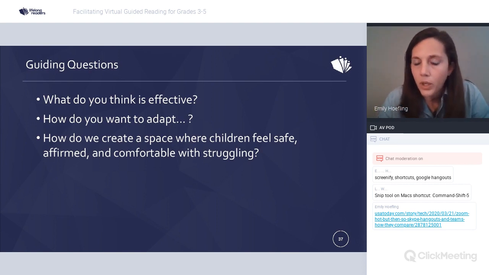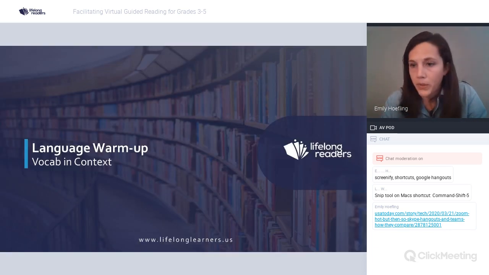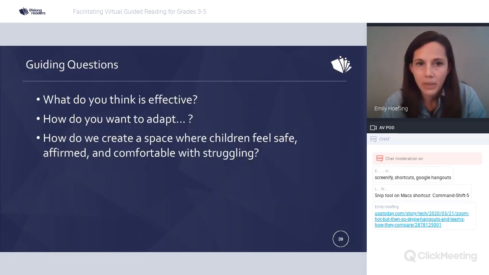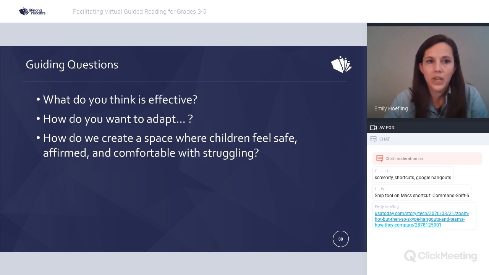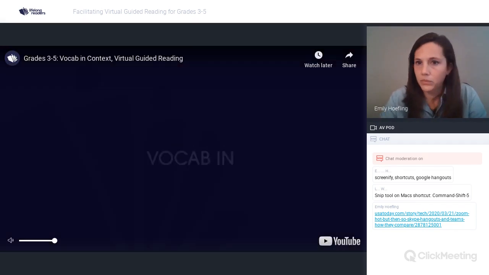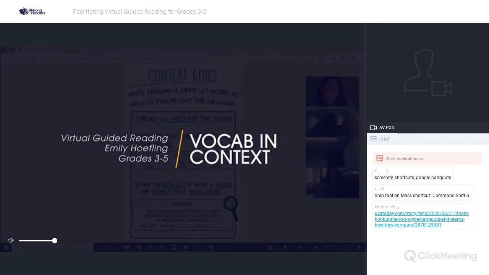So, Shelby, would you mind to type your shortcut again for Windows or for PCs, whatever it is, and then I'll bring it over. Thank you. All right, here's where we're headed. The language warm-up. So this is the vocabulary in context. If you're doing this about every other time you meet with your group, I think that's a wonderful use of your time. So let's go ahead in there. Please write anything you think is effective with this. Jack, remind us of the first step.